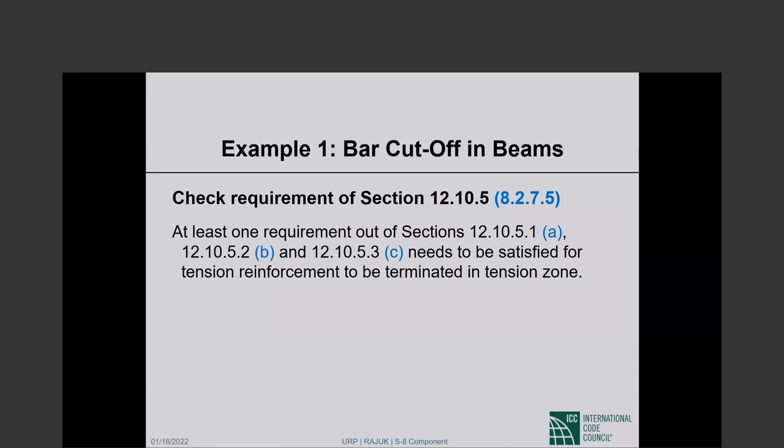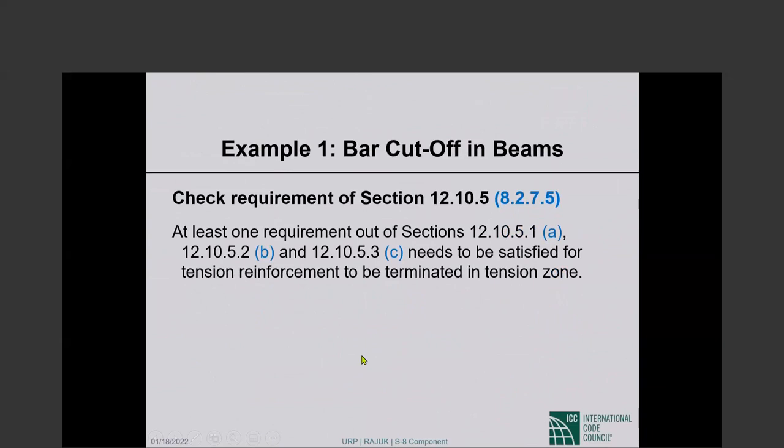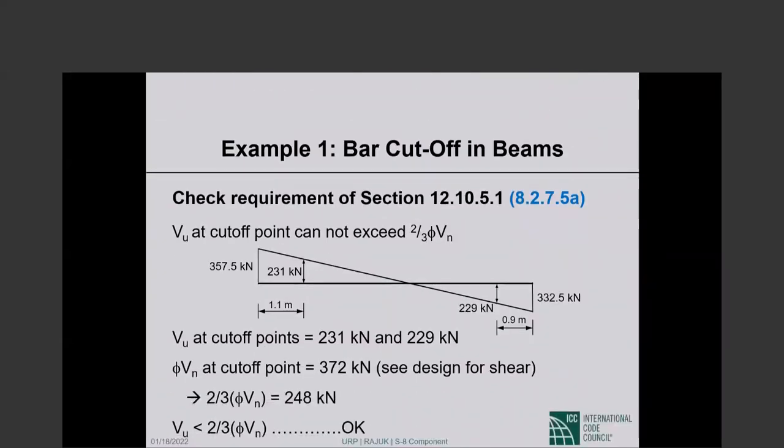Okay, check at least one requirement out of, so we are terminating the bars, the positive bars in a tension zone. Okay, the bars are still in tension. So at least one requirement of, remember, there were one of three requirements had to be met if we wanted to terminate bars in a tension zone. So that's what we are checking now.